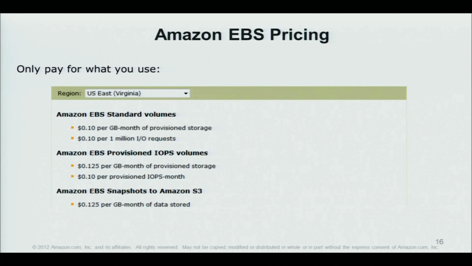Finally, the last charge on the EBS rate card is for snapshot storage. In the US East region, we charge 12.5 cents per gigabyte month of snapshot storage in Amazon S3. And it's important to note that snapshots are differential. You can find out more information about pricing on our website. We also have an AWS calculator that allows you to walk through various scenarios.